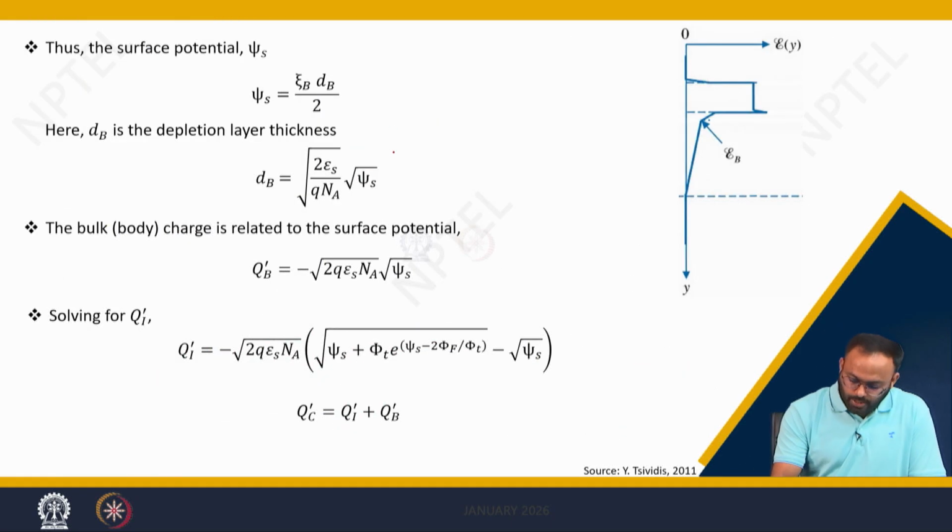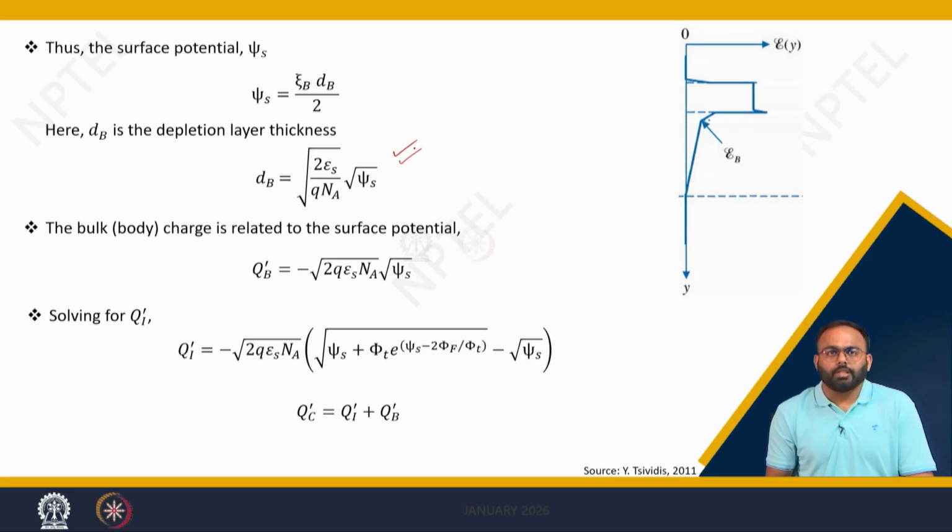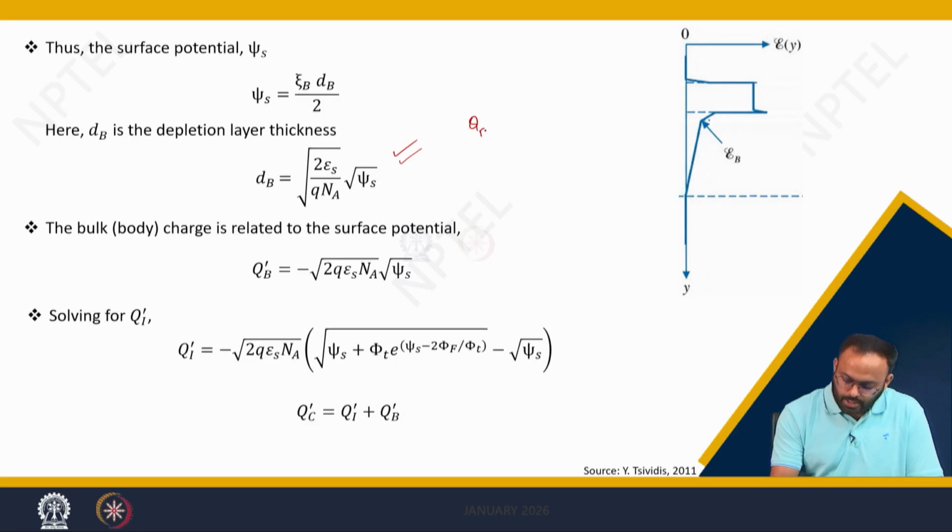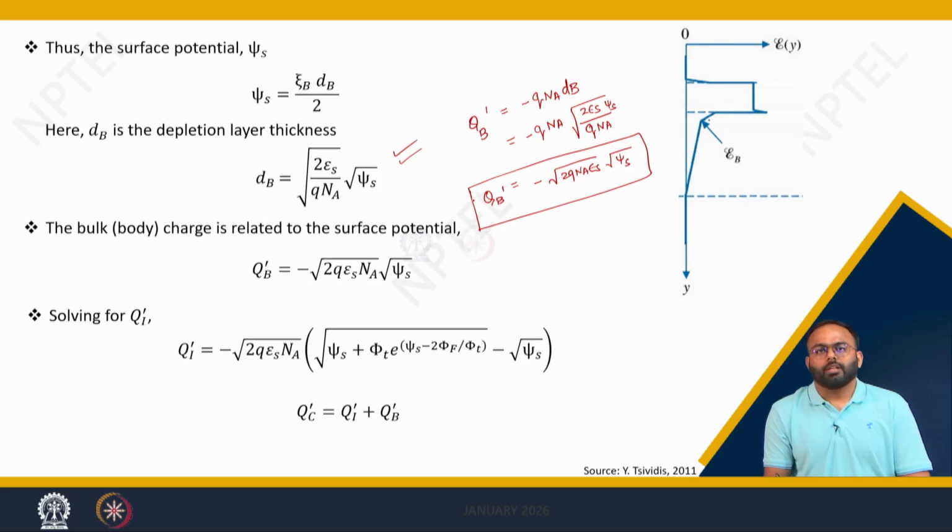So, by using this, we can simply calculate the total bulk charge or body charge. Q_B dash is given by minus Q into N_A into x_dB. If you put in x_dB, which is square root of 2 epsilon_s psi_s divided by Q N_A, you get minus square root of 2 Q N_A epsilon_s into square root of psi_s. So, this is a simple form of equation which relates the bulk charge with the surface potential.